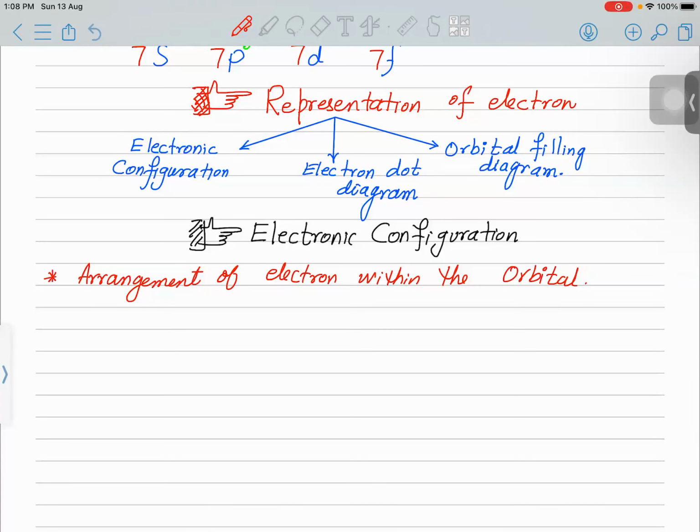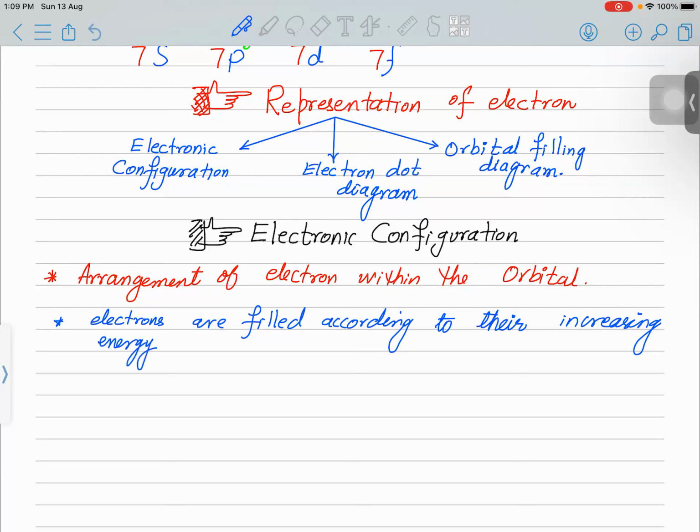Now the second point is electrons are filled according to their increasing energy. As we have discussed, the first shell has low energy because the electron is powerfully attracted by the nucleus. As we move farther away from the nucleus, their energy increases because they are beyond the attraction of the nucleus. So electrons are filled according to their increasing energy.